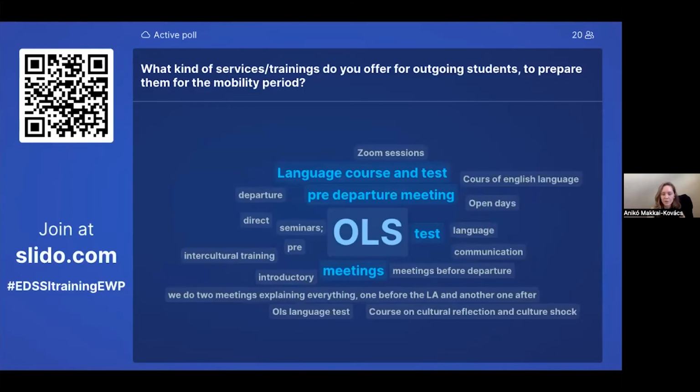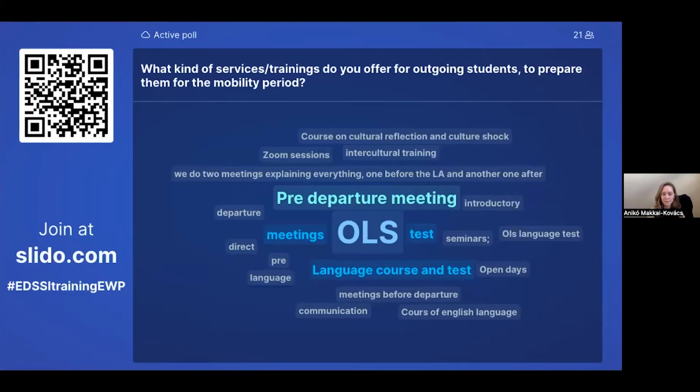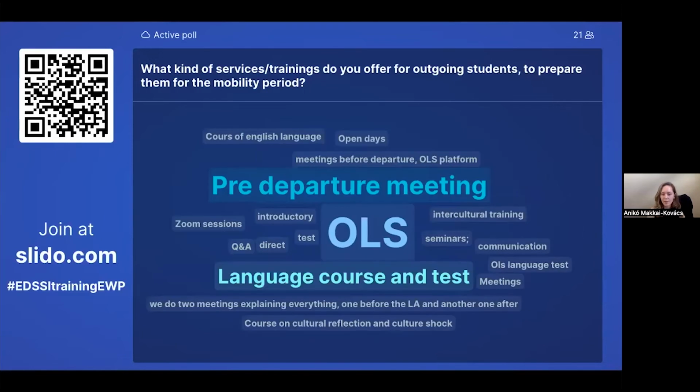Zoom sessions, seminars, courses on cultural reflection and cultural shock, exactly. Explaining everything basically to them, what to expect. I assume also from the administrative and practical point of view.